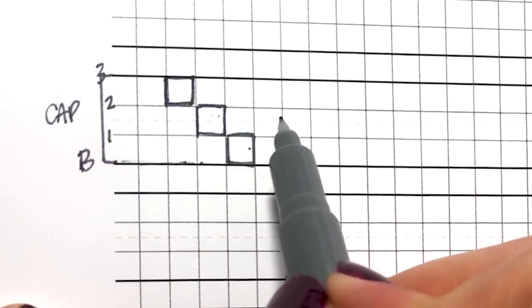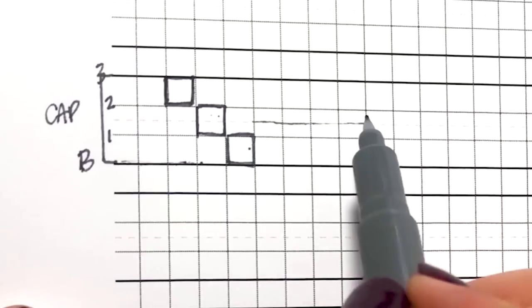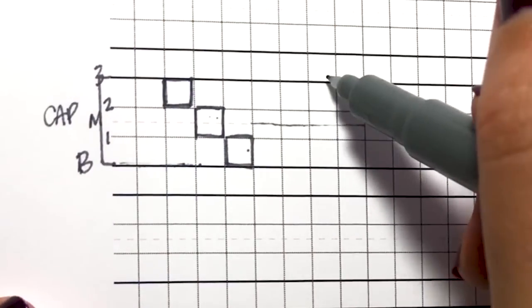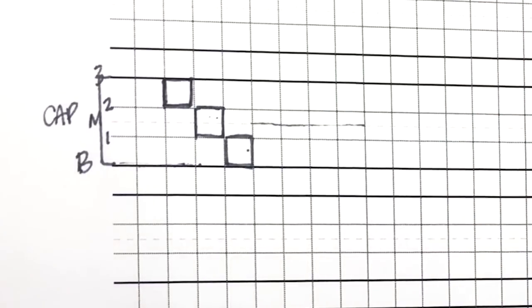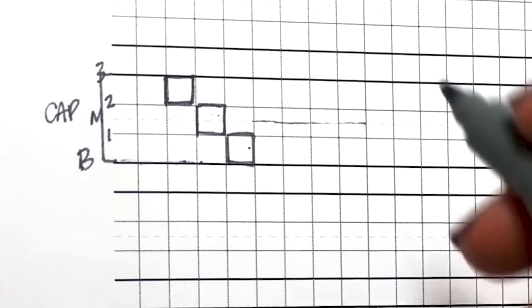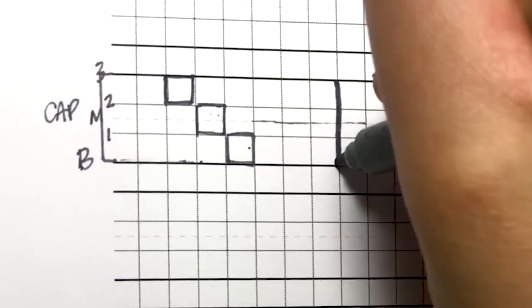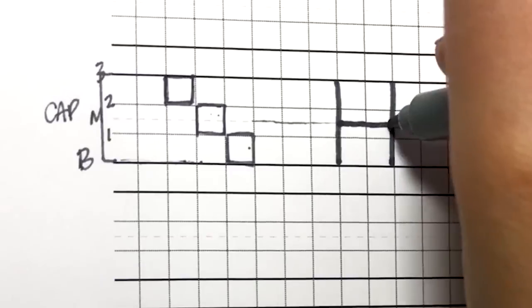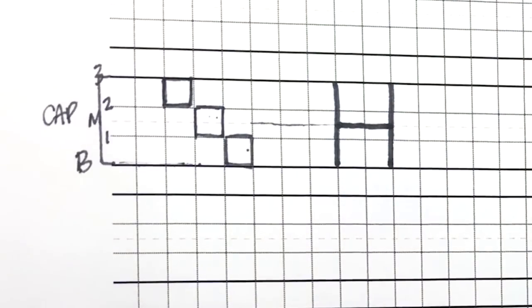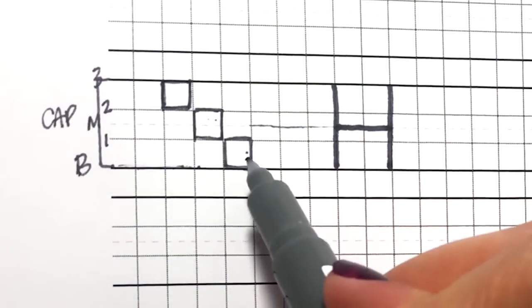Now we also have on here this thin red dotted line, and this is our midline. This is going to be halfway between the baseline and the cap height. This is just to help us out for some of the letters that have some sort of reference point where we need the middle. For example, the letter H, we're going to be putting the crossbar directly through the middle, so that's why we have the red line there. But for the most part, we're going to be using these squares.